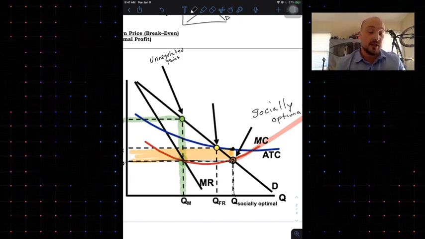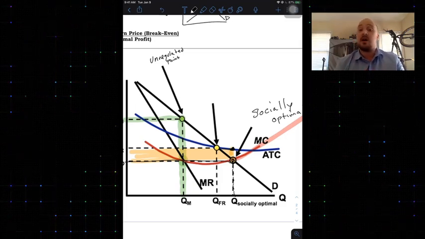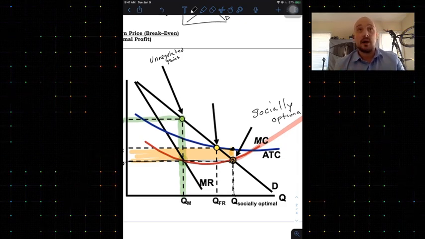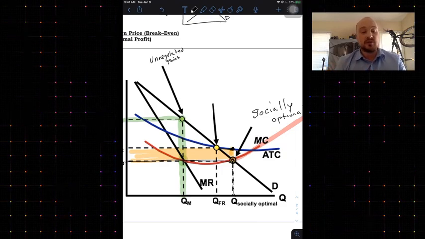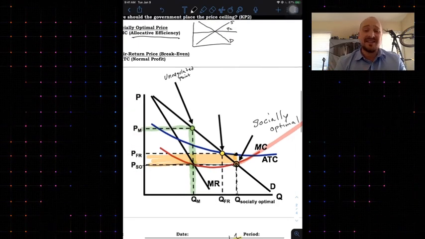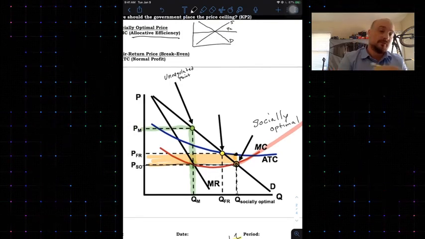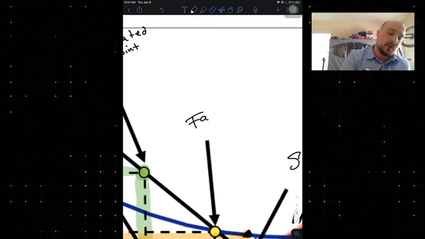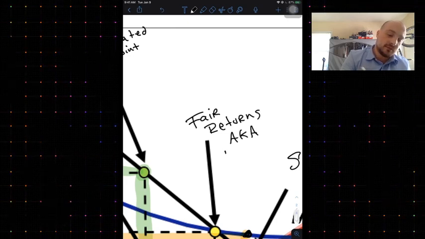So let's say that the amount of the loss here is $100,000. Well, the government could give $100,000 to the business so that they would stay at normal profit, or the government could do something else. Instead of getting the full socially optimal point, the government can kind of compromise here at the fair returns point, also known as the break-even point.